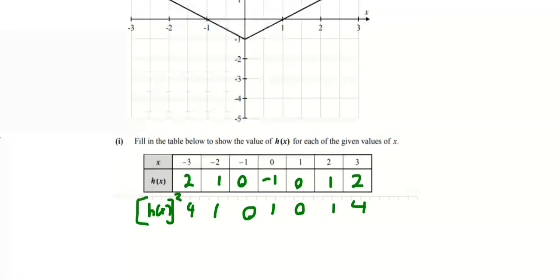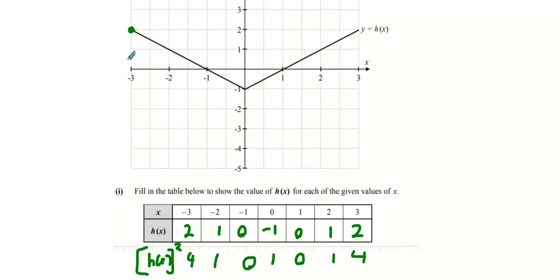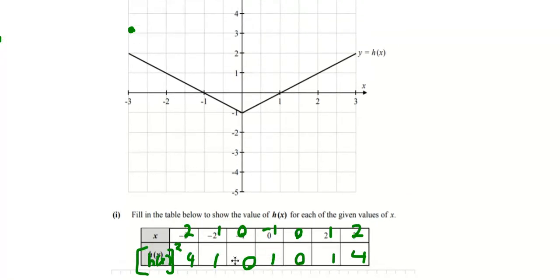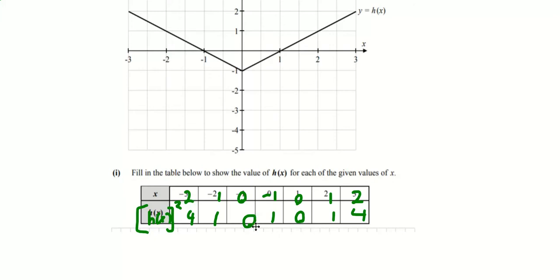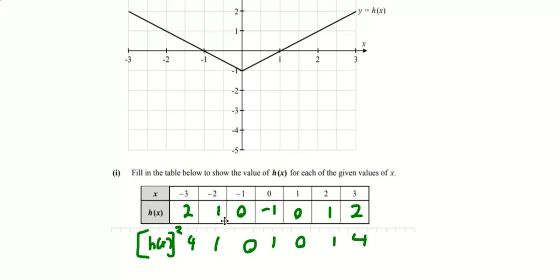Okay, and let's see if it works for us. Oops, apparently I have to drag down these points. So hopefully this will work for me. Yes, it will. Drag that down there. Okay, now we're good to go.